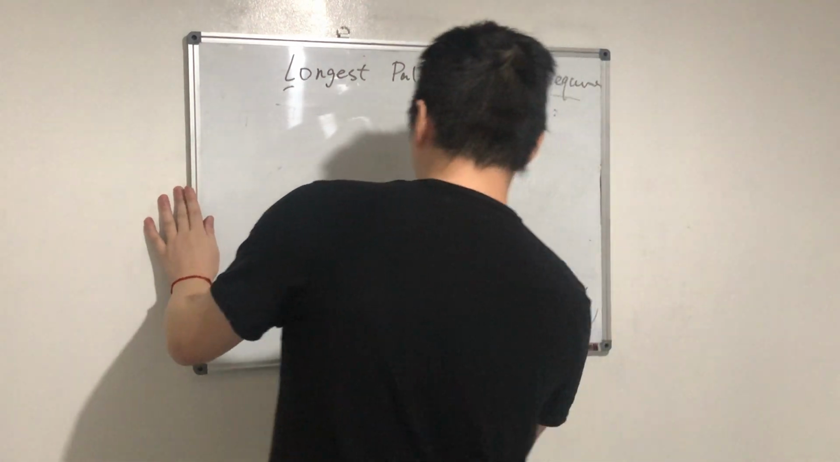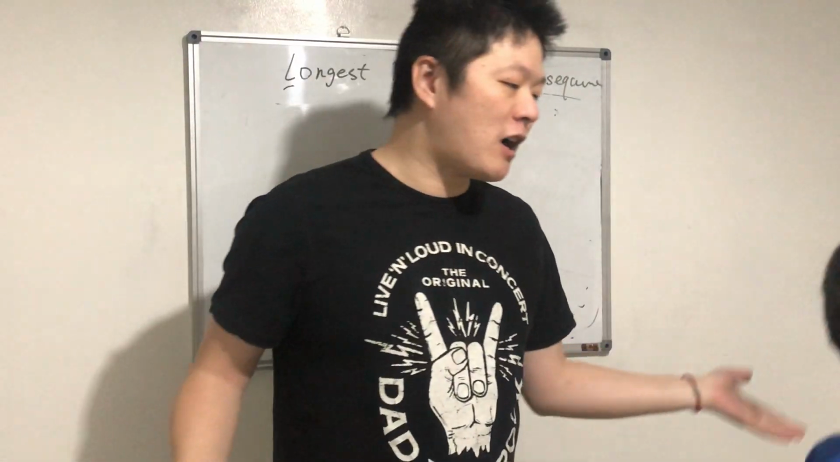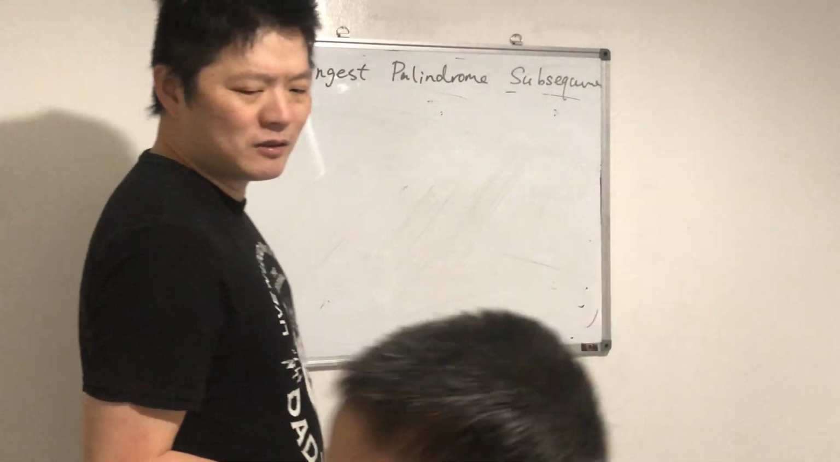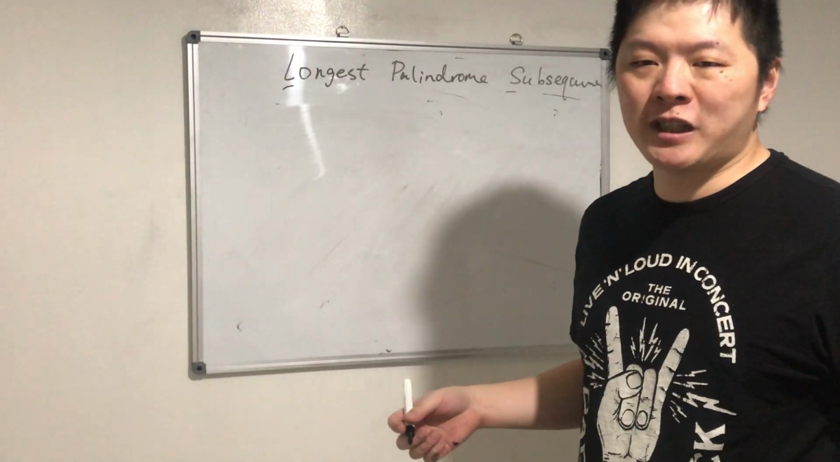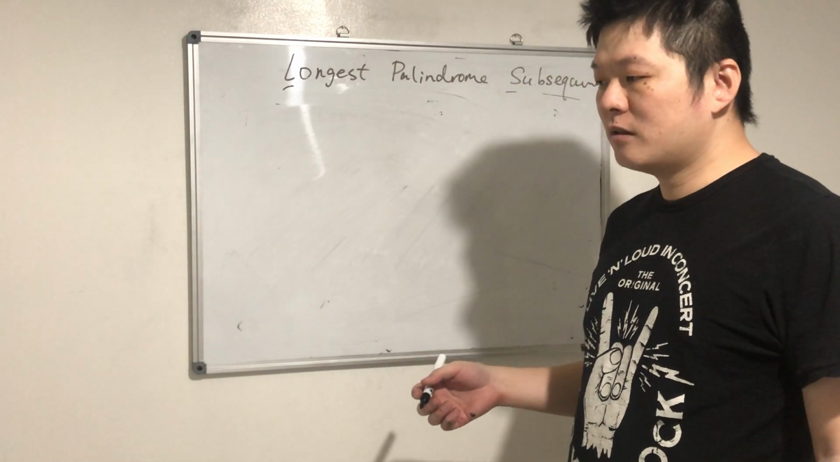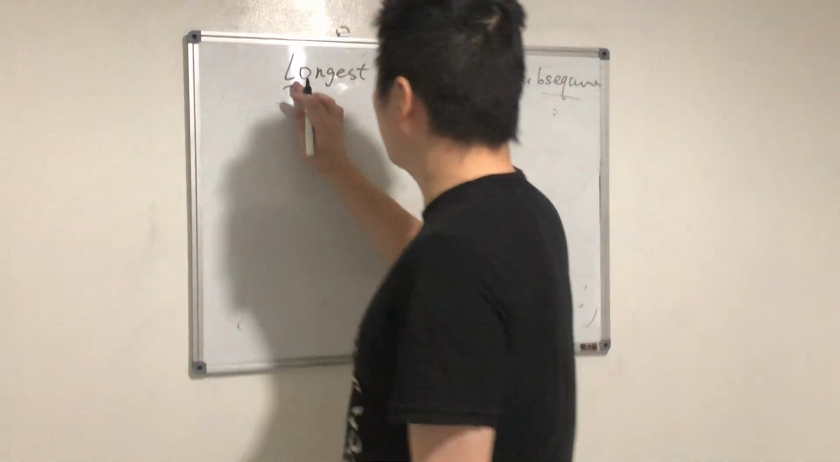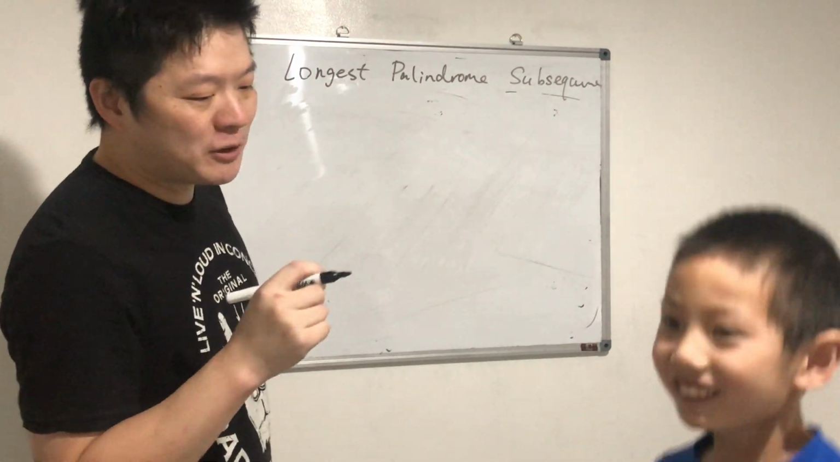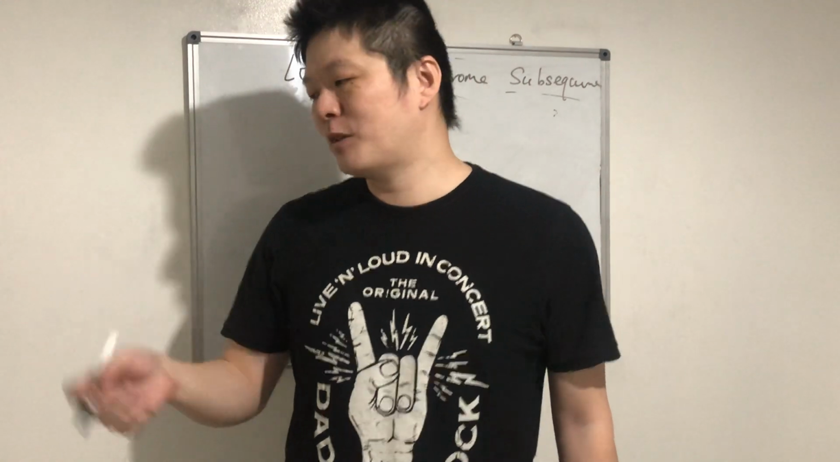Okay, so now let's write the program. Dynamic programming. How many ways of writing dynamic programming? Lots. How many can we write? 3 or 2? 2. What are those 2? One is memoization, recursion with memoization, which is called top-down. And what's the other one? Bottom up.